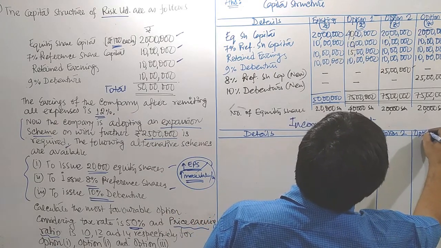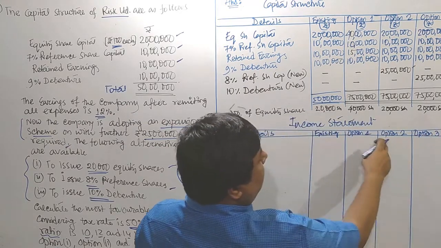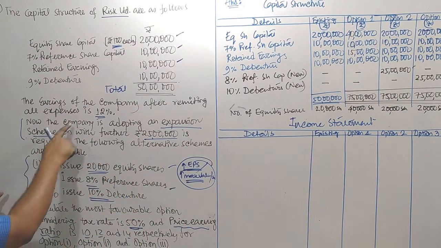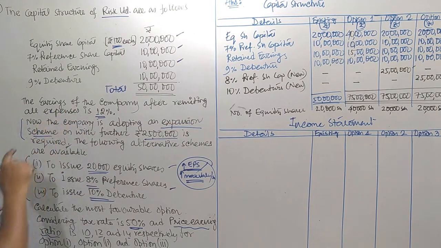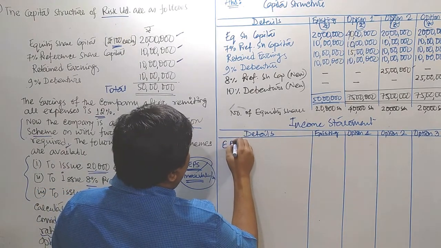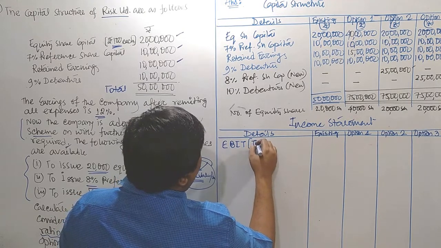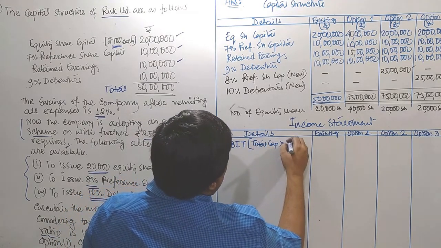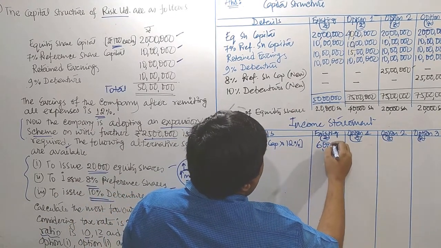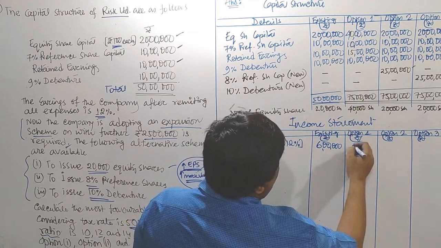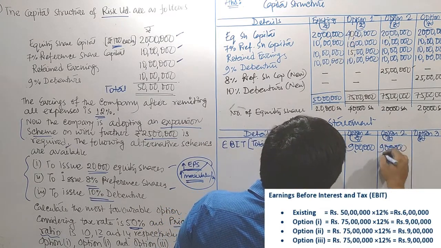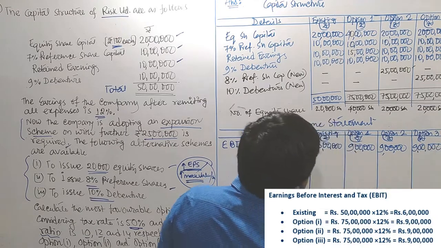Option 2 and option 3, debt financing, preference financing and equity financing. We should start with that particular line. It is mentioned that earnings of the company after meeting all expenses is 12%. Then EBIT is total capital into 12%. Yes, 50 lakhs into 12% will come to 6 lakh rupees. 75 lakhs into 12% is 9 lakhs. For option 2 and option 3 also, it will come 9 lakhs.